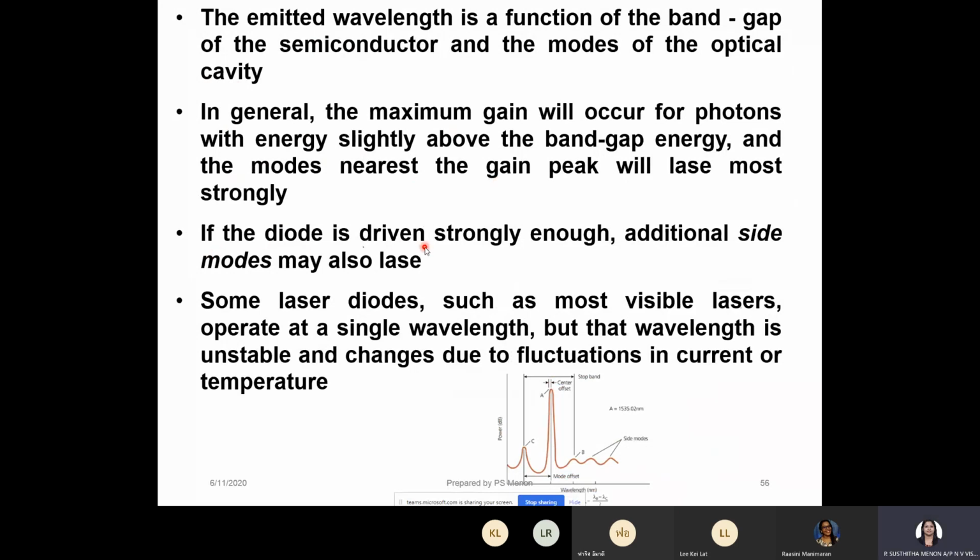If the diode is driven strongly enough, additional side modes may appear. This is the main mode, the highest intensity, and sometimes you can have side modes at different wavelengths. Some laser diodes, such as most visible lasers, operate at a single wavelength, but that wavelength is unstable and changes due to fluctuations in current or temperature. This is the main one, the highest, but at the sides there may be others, though the intensity is not so high. What we count as the wavelength is the highest peak.